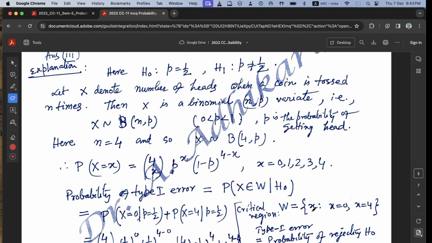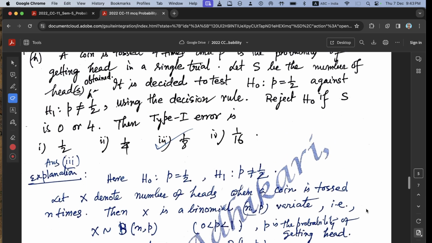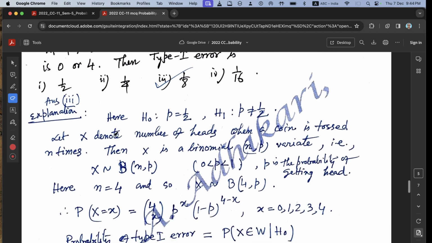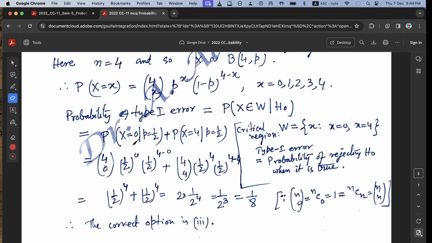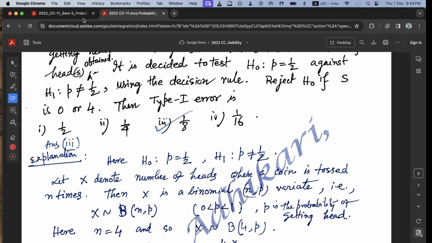Here critical region W is the set of x equal to 0 and 4, because here we reject H0 if S is 0 or 4. So this is the probability of x equal to 0 when p is half, plus probability of x equal to 4 when p is half. So x equal to 0 gives 4C0 half to the power 0, half to the power 4 minus 0, plus 4C4 half to the power 4, half to the power 4 minus 4. After simplification we get 1 by 8. So correct option is 3.